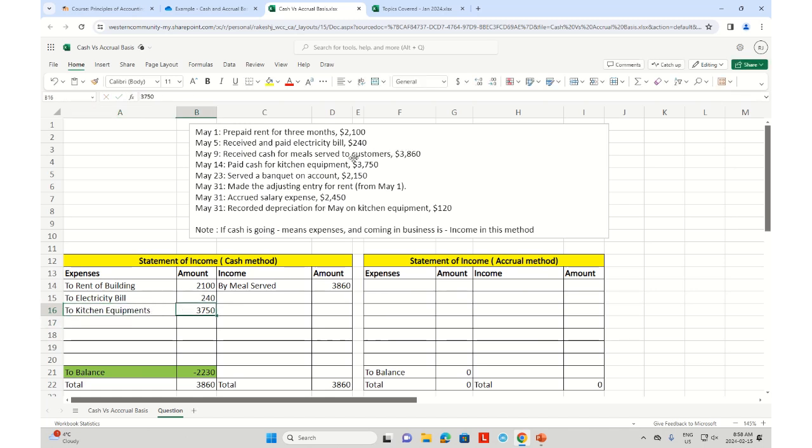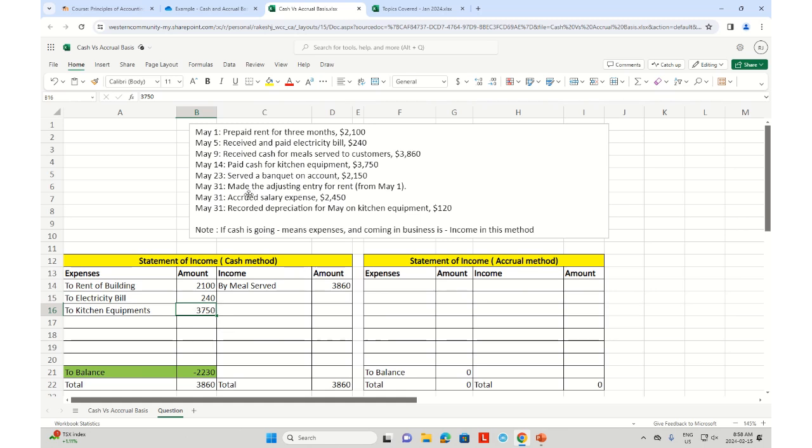So cash is paid. We know that the kitchen equipments are assets, but even then we are writing here on the profit and loss account, which is known as the statement of income or income and expenditure account. We are writing here because in this case we are considering the money. If money is going, that is expenses. Money is coming, that is the income. Served a banquet on account. On account means on credit.